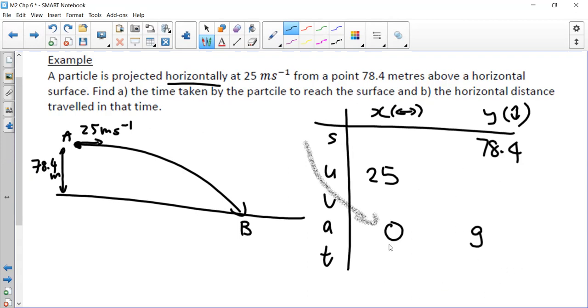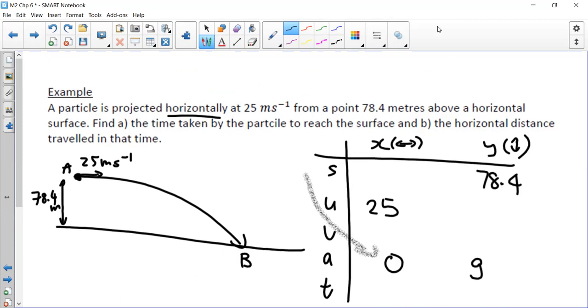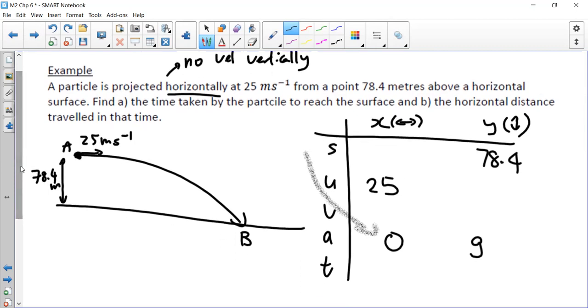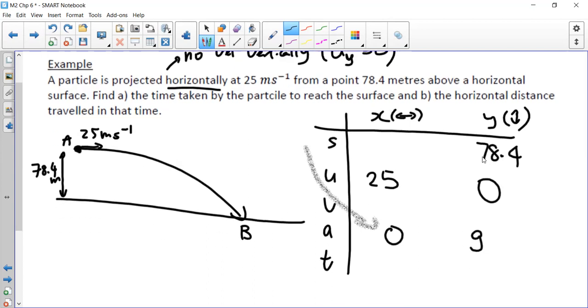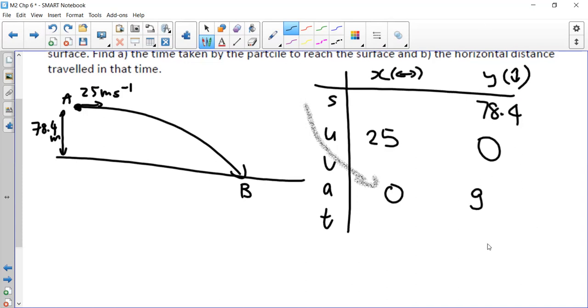So there must be a missing piece of information, because in either column I can't do any work. The trick is in here. When you project it horizontally, that means there's no velocity vertically. So UY is 0. That's the hidden information. The initial velocity in the Y direction is 0. Now, with that information, we can use the Y column to work out time.